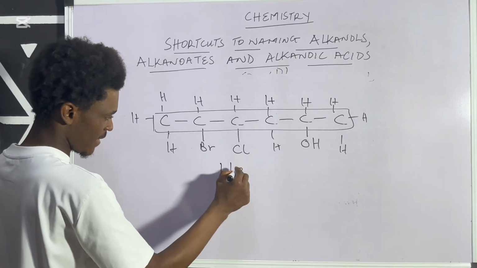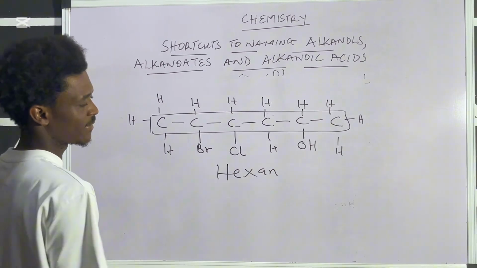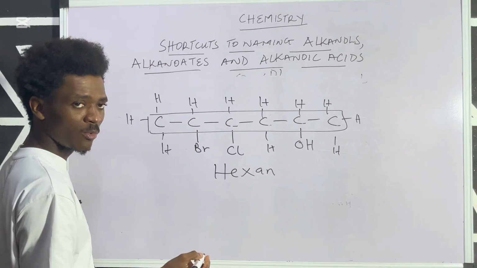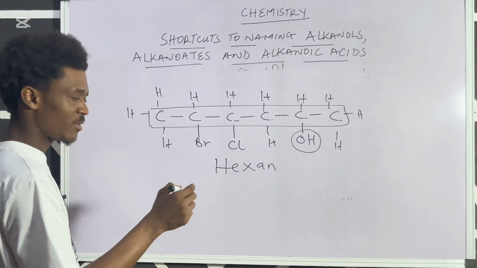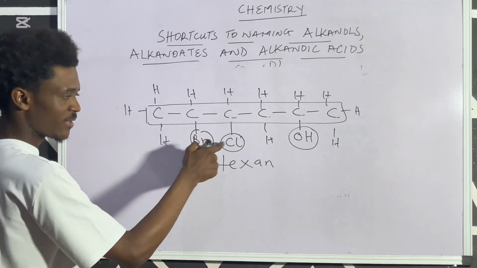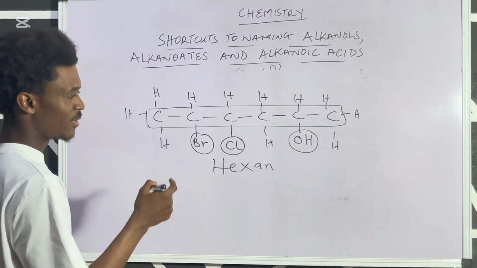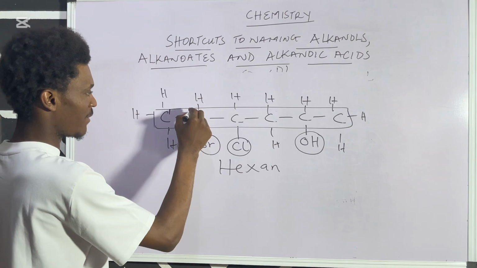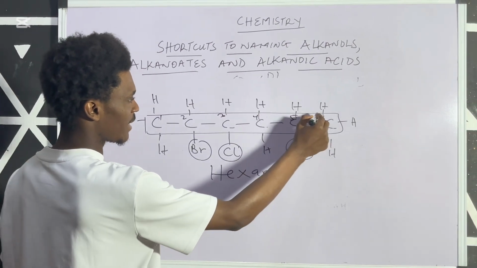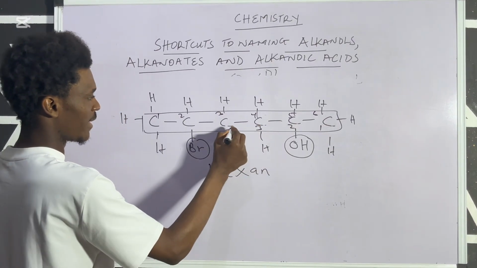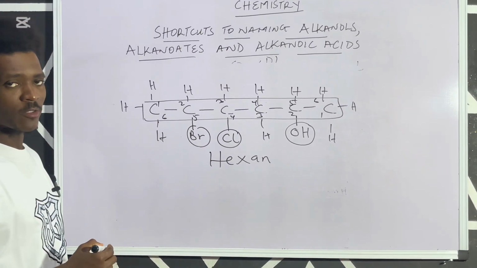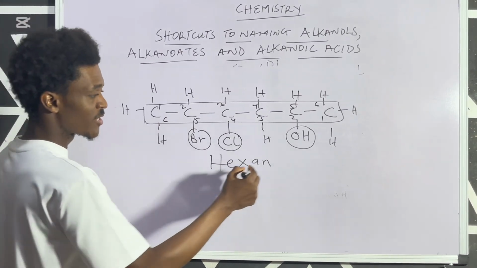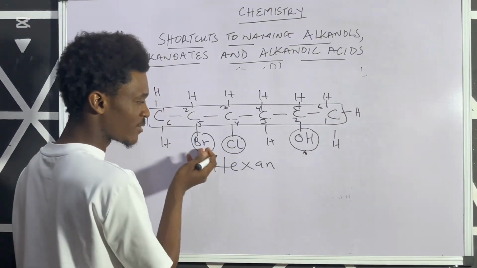That's hexane. Then next, do we have the OH? Of course, yes. And it's positioned there. Do we have substituents? Yes, positioned here. So what are you supposed to do? You number the carbon atoms in both directions, that's forward and backward. Now, are we to go with forward or backward? Let's confirm, considering this OH, and not these other ones.